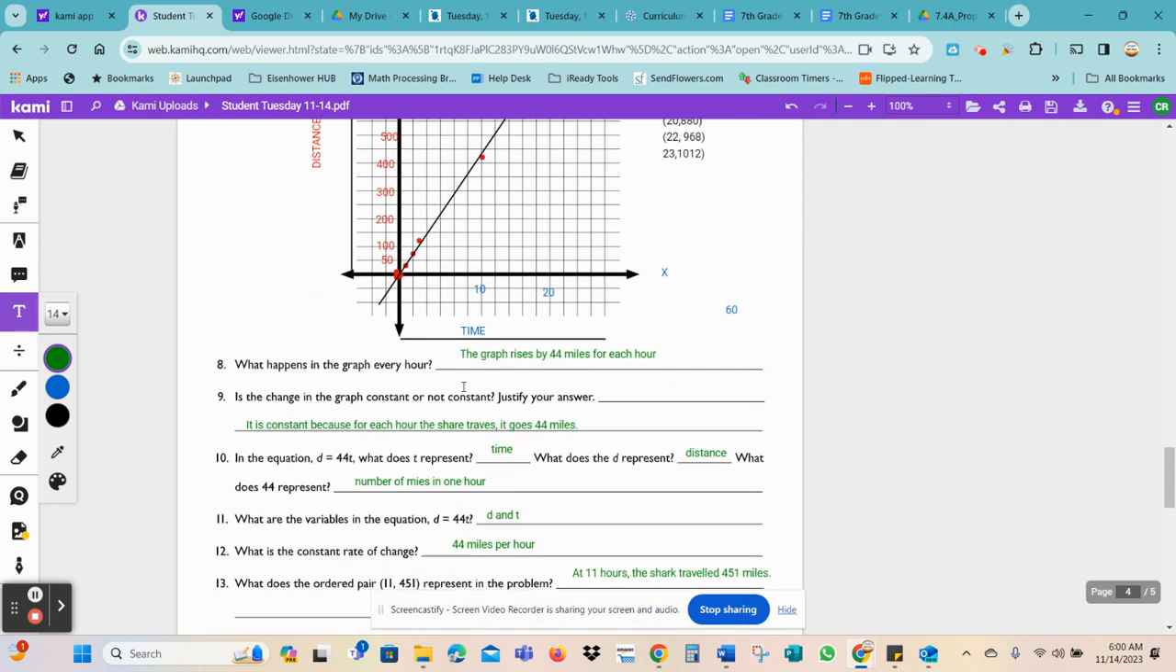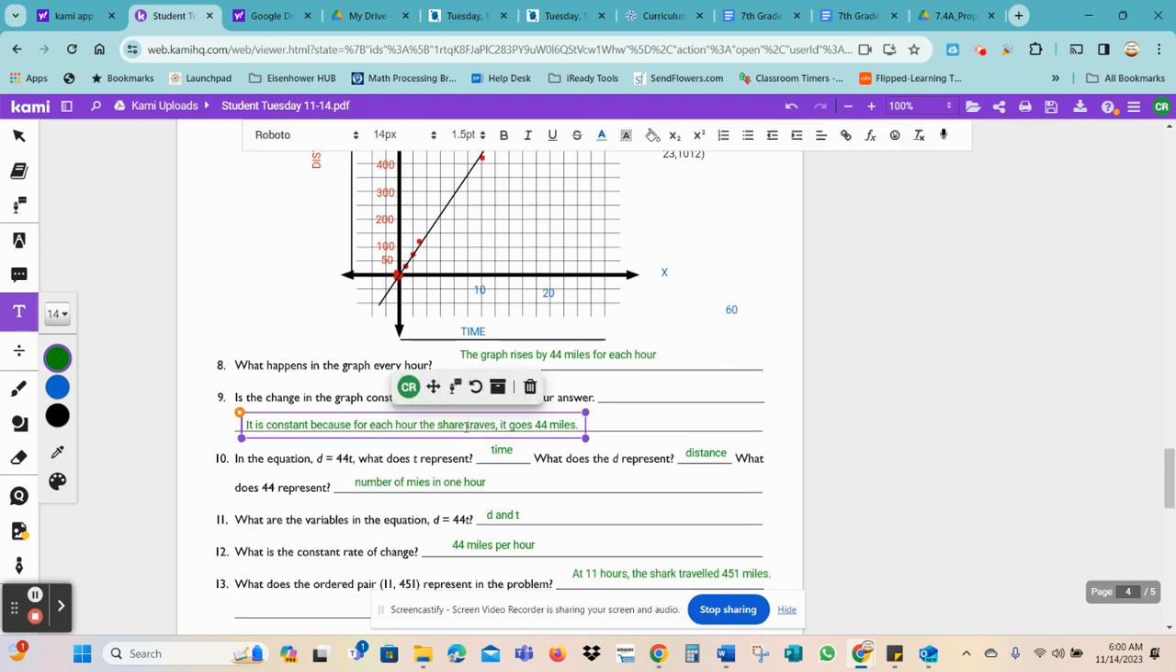So what happens in the graph every hour? The graph rises by 44 miles for each hour. Is the change in the graph constant or not constant? It is constant because for each hour, the shark travels 44 miles.